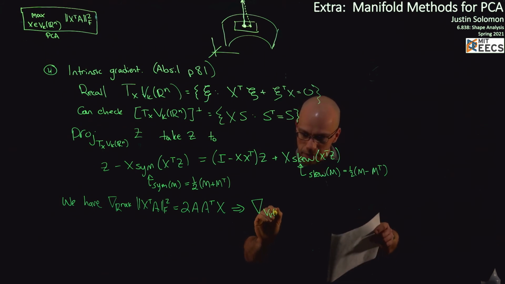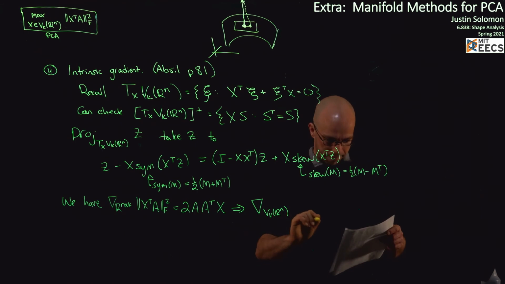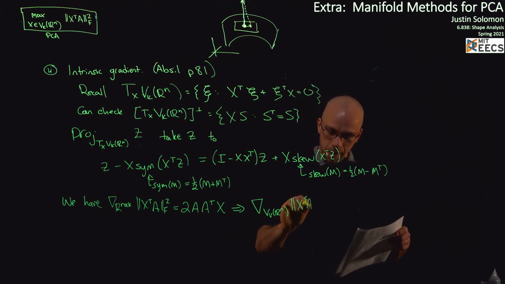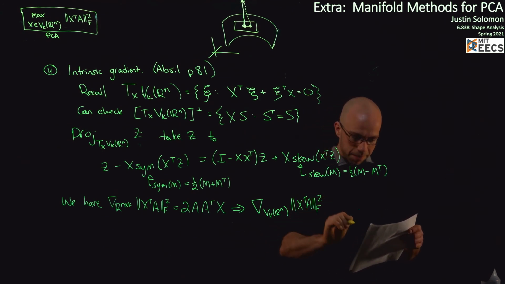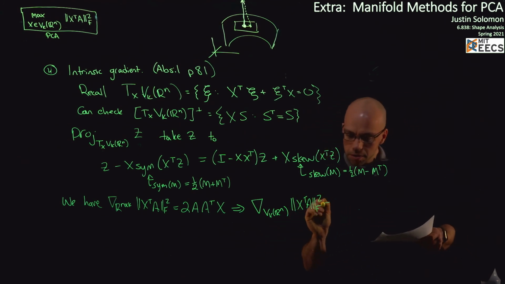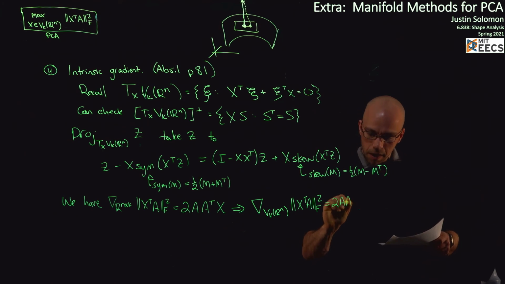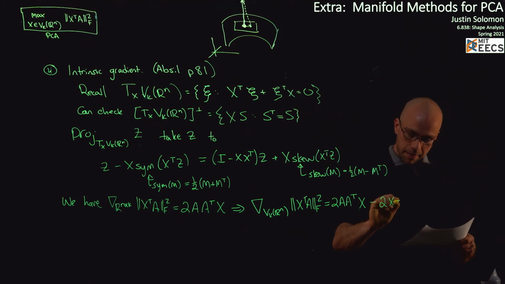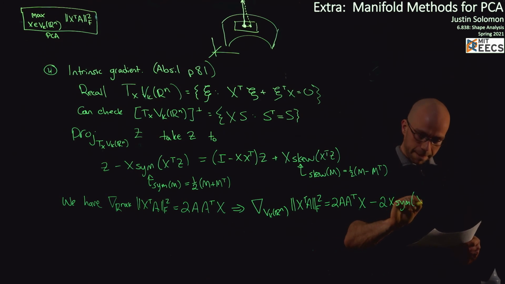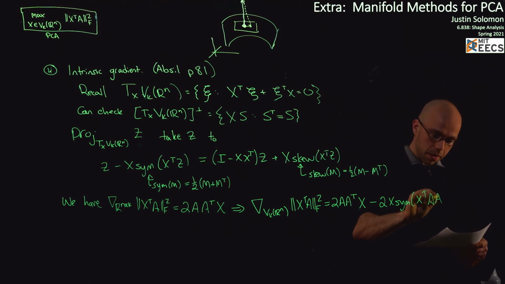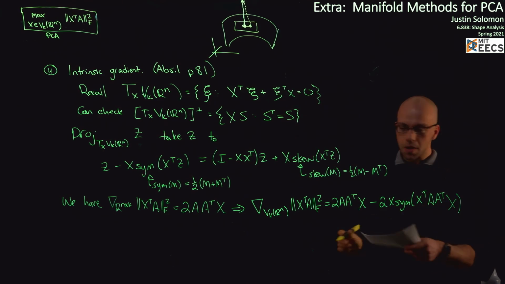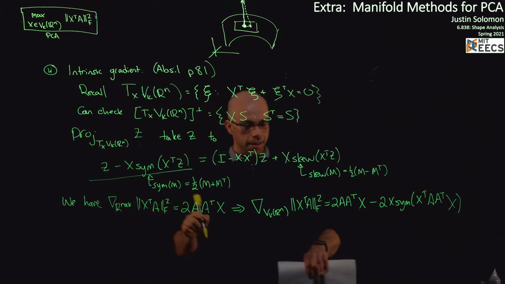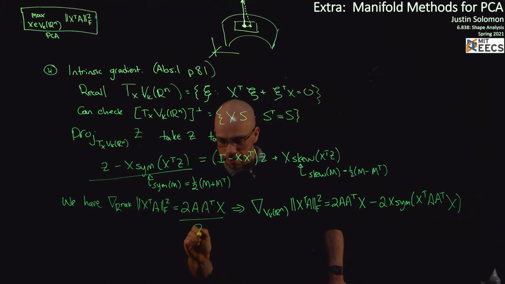V_k of R^n of our objective function for PCA, the Frobenius norm squared of x transpose A, is equal to 2A transpose x minus 2x times the symmetric part, x transpose A transpose x. Okay, and that's just obtained by plugging in for z this particular gradient here. This is z.